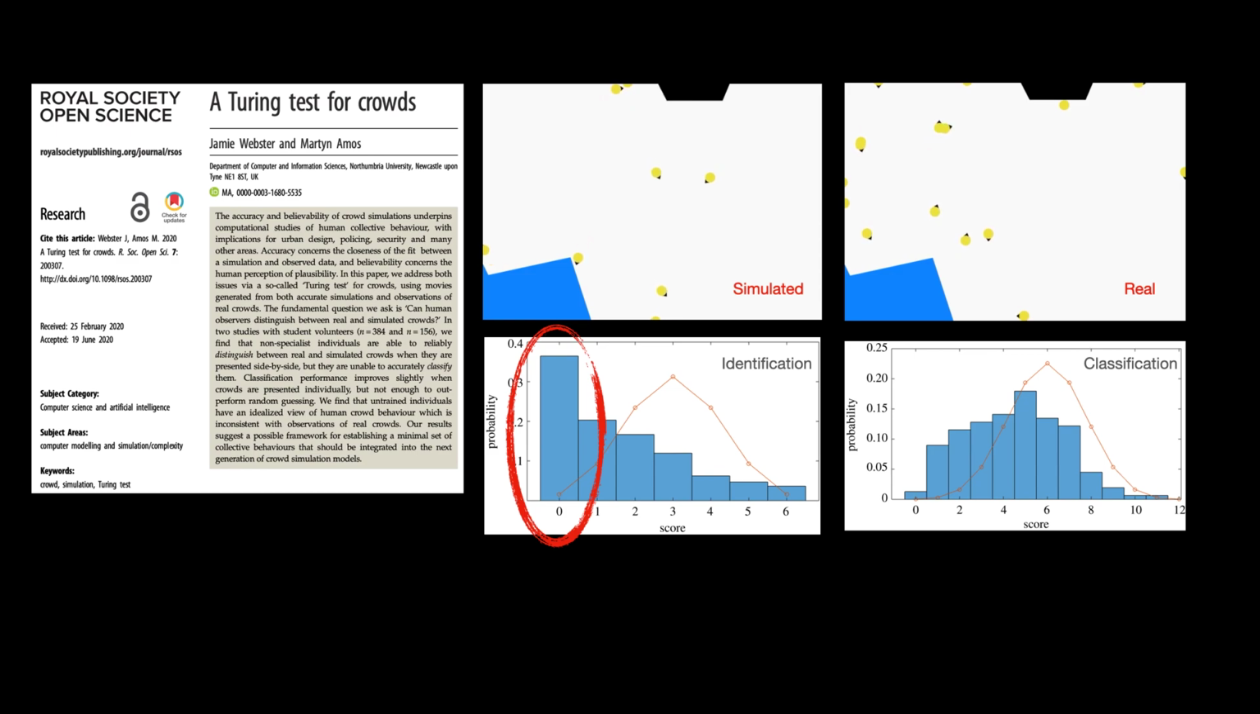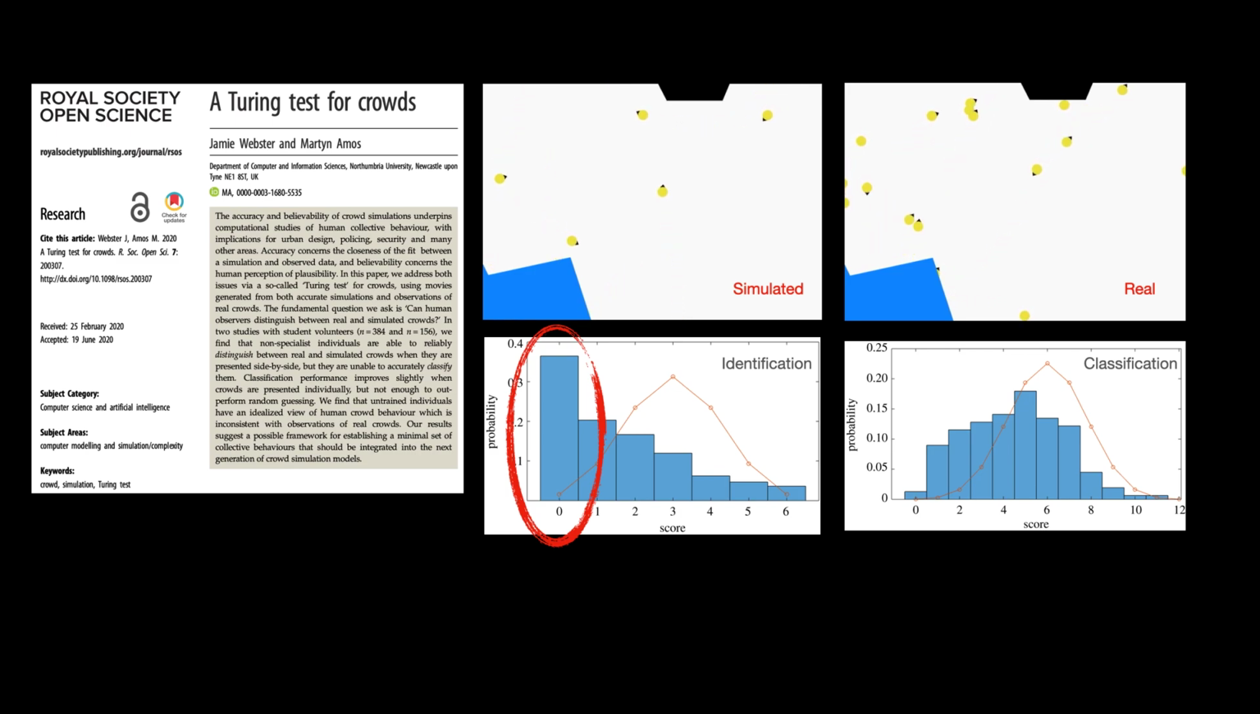So below the movies we show the results of two trials. The first is the comparison trial, which was conducted with 6 pairs, so the maximum score was 6. And the second, with different participants, is the classification trial, in which people were asked to classify as either real or simulated 12 individual movies. So the maximum score there was 12.